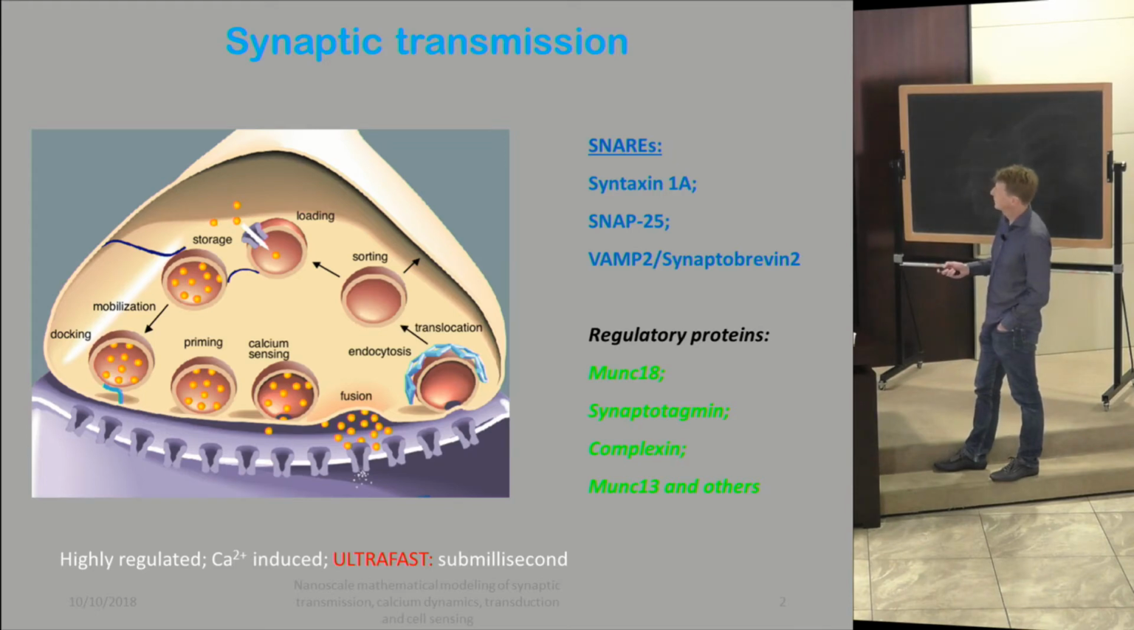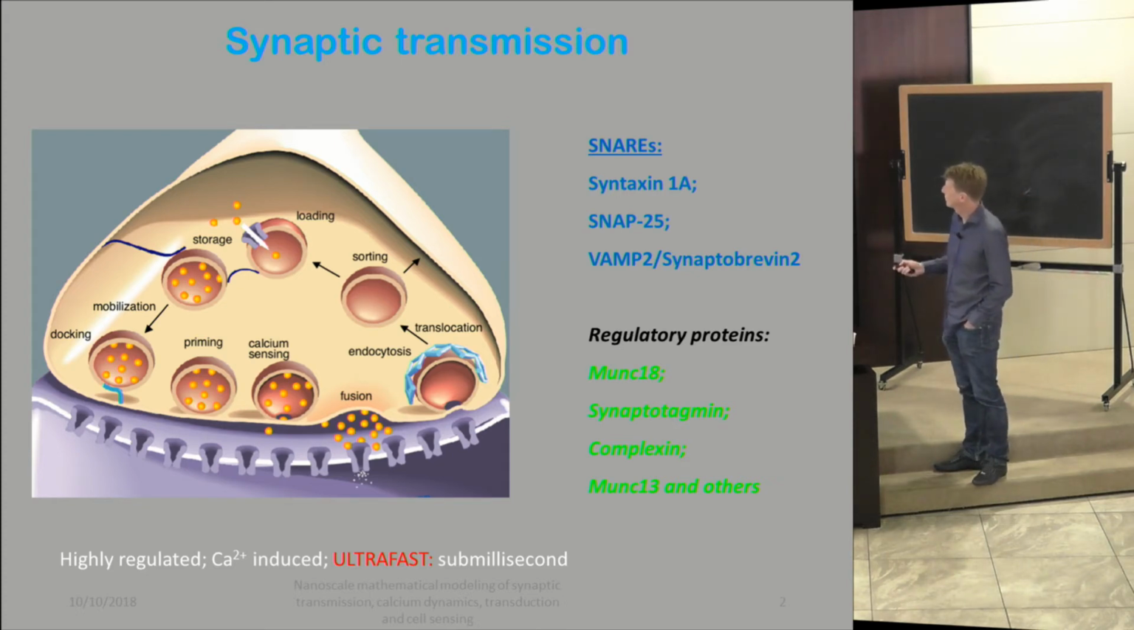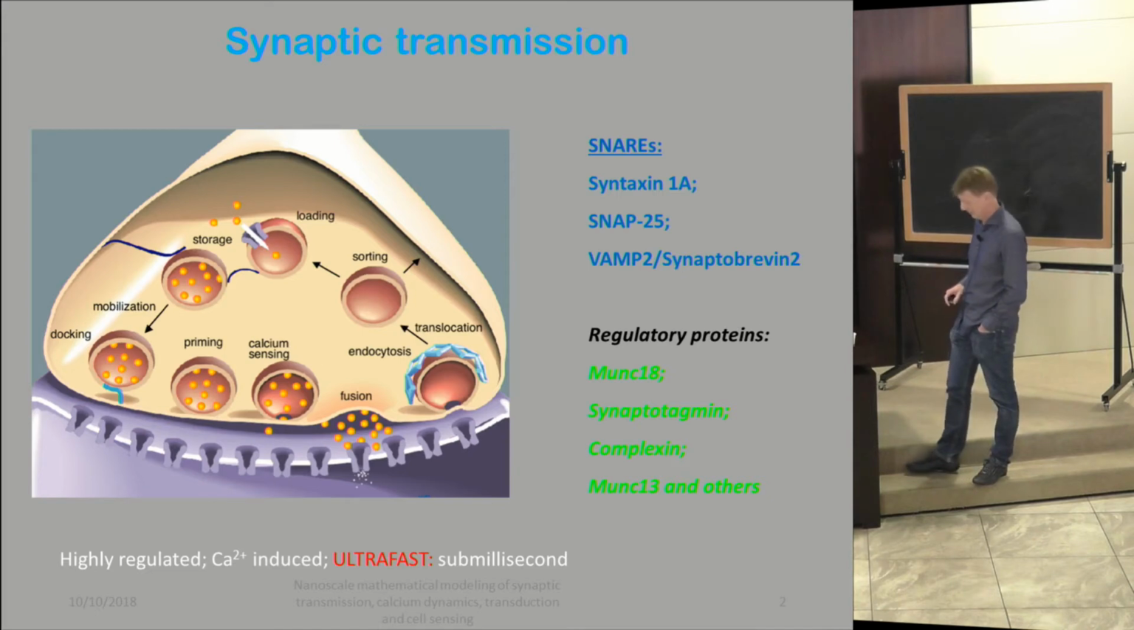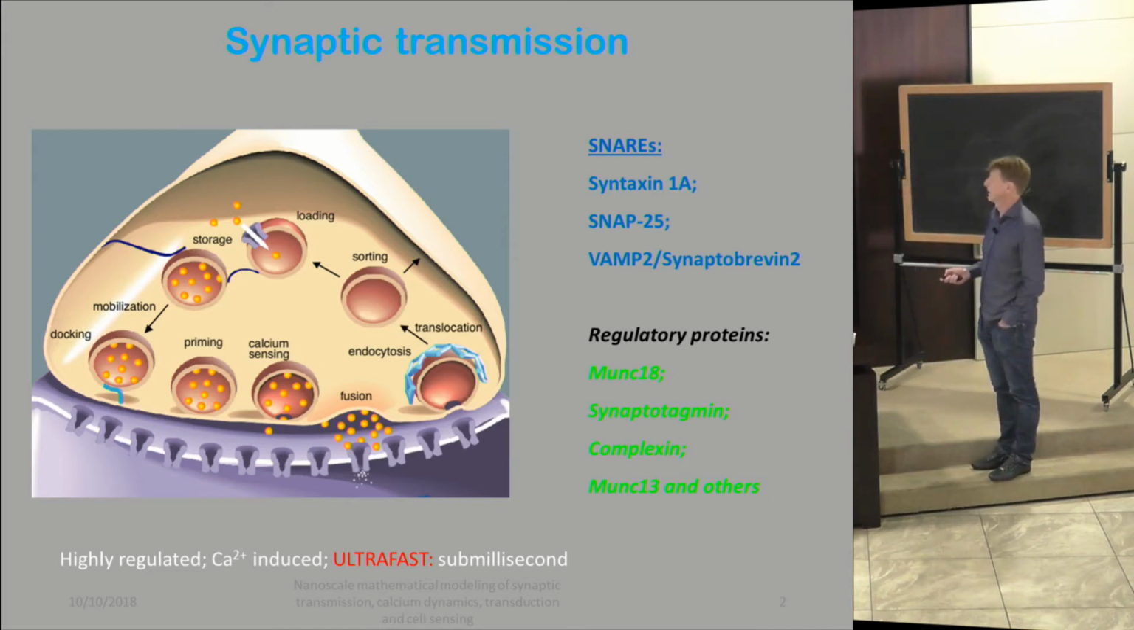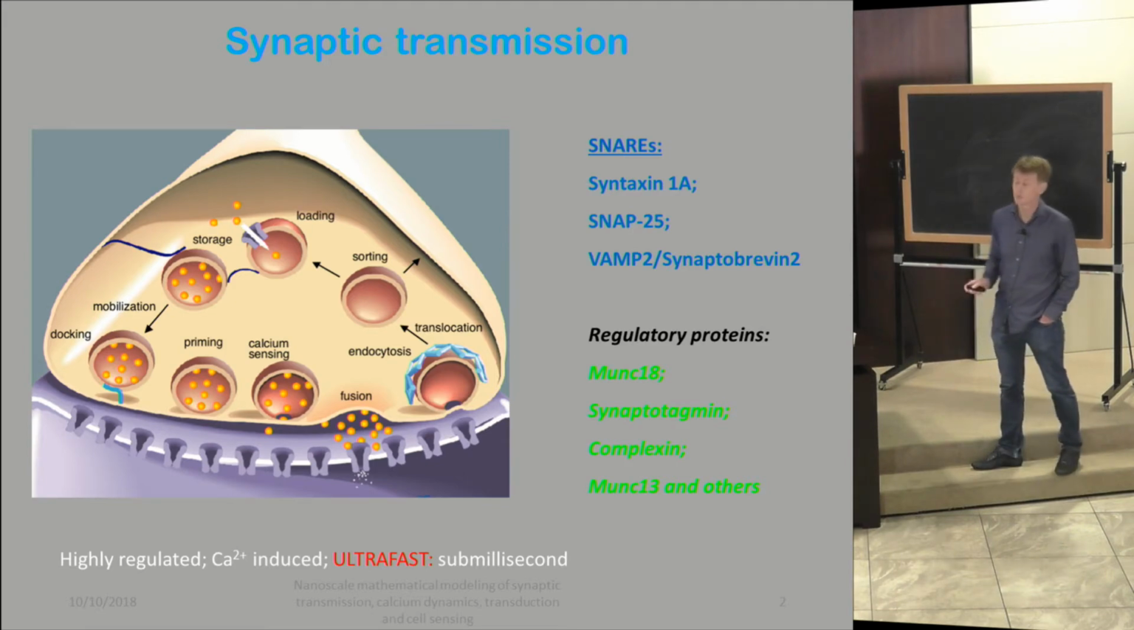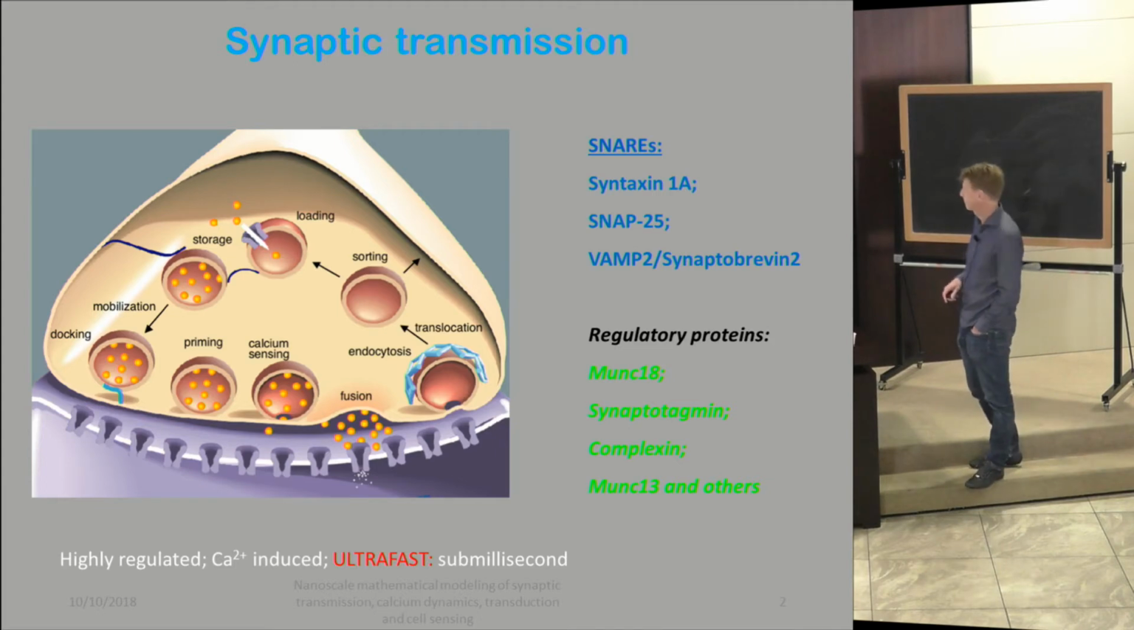The whole process is regulated by some proteins, notably Munc18, synaptotagmin, complexin, and Munc13. I'll talk about synaptotagmin and complexin a little later. This process, the neurotransmitter release, is highly regulated, and it's also ultra fast, which is very specific to neurons. It's typically a sub-millisecond event.